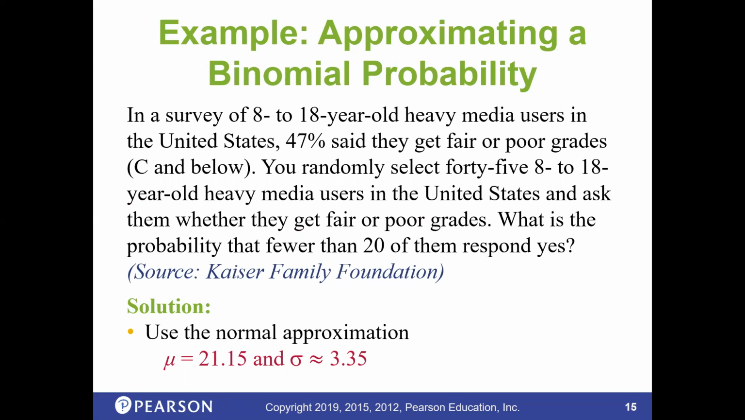Next, can we approximate it by a normal curve? Absolutely. And so we have the average is 21.15. Standard deviation is 3.35, which we calculated last time as well. So now let's get into this little 20 aspect right here. What is the probability that fewer than 20? So fewer than 20, talk to me. Is the cutoff 20.5 or 19.5? I want fewer than 20. I want less than 20.